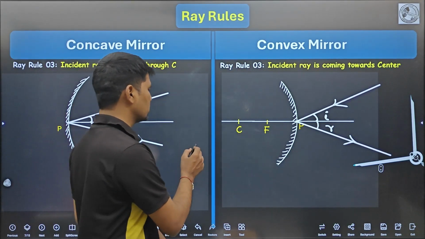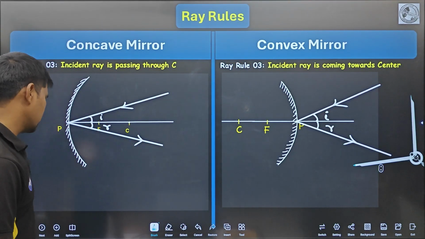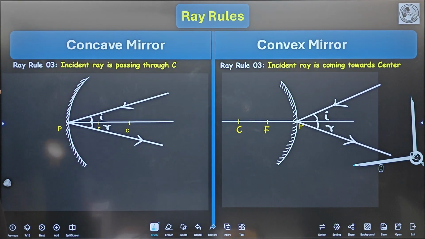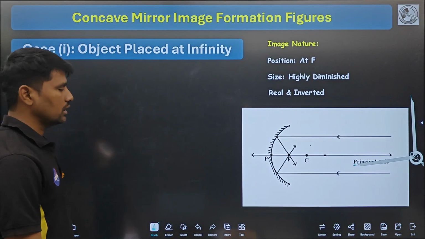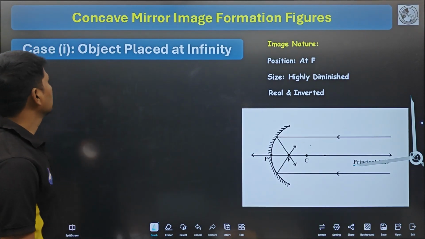In some of the books you can see this. You can take any textbook, any question bank, any reference book, you get the same thing. So pause the video and draw the diagrams neatly. Right, now we are entering into the topic.